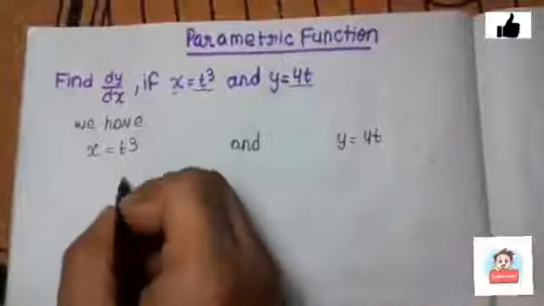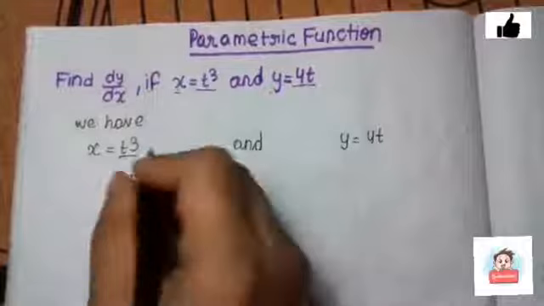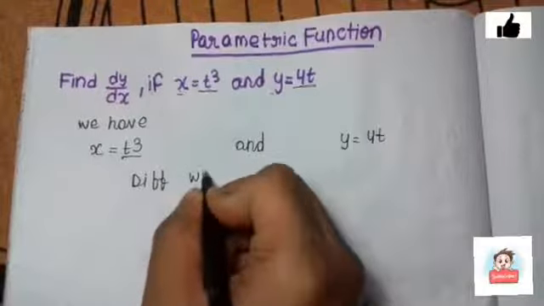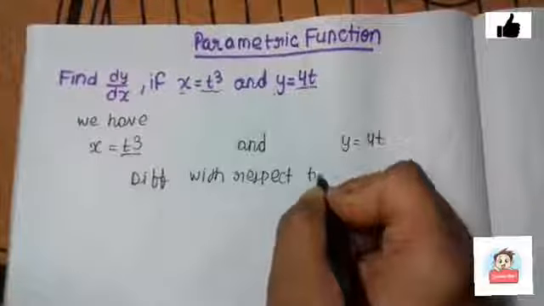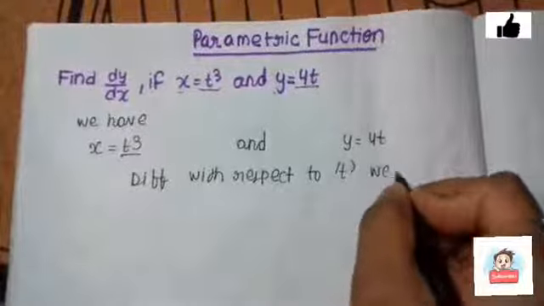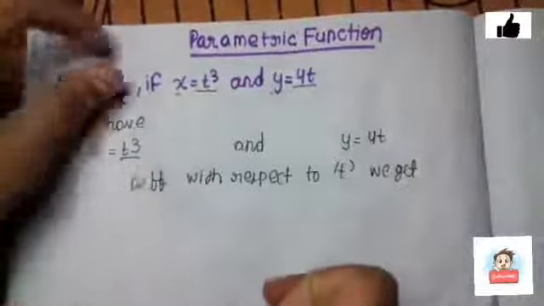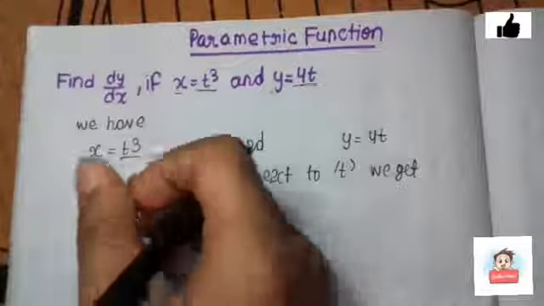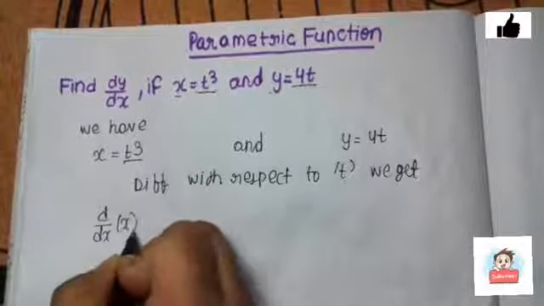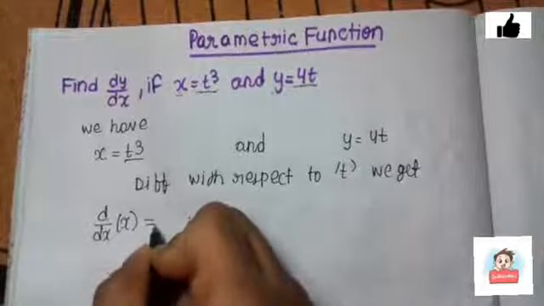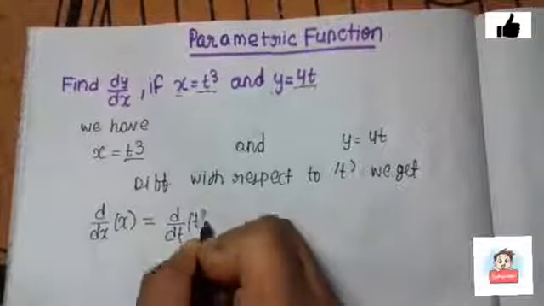So now we will write, differentiating with respect to t, because t is our main part. Basically this is in two parts, then at the end we will cross multiply to find dy by dx. So please watch carefully. We will write d by dt of x equals d by dt of t cubed.